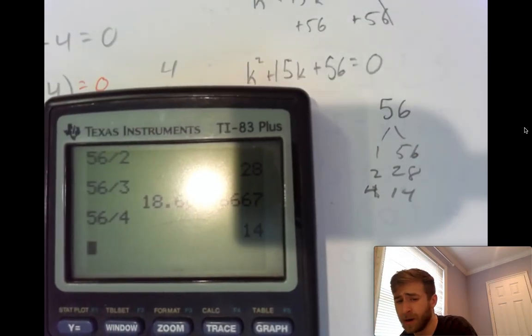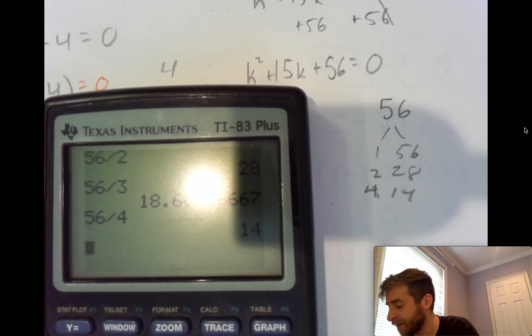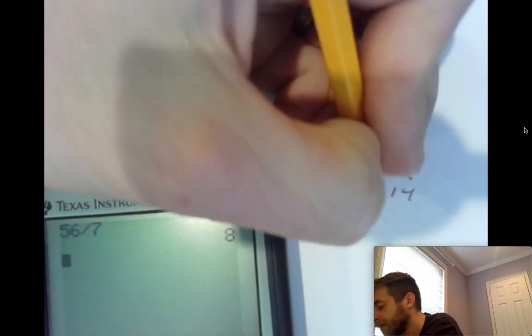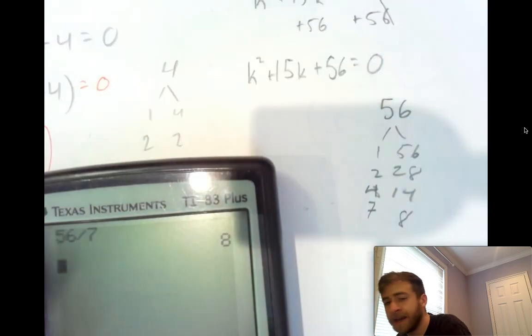5 definitely does not work. 6 definitely does not work. 54 and then 60. 6 definitely does not work. 7, I think 7 does work. What's 56 divided by 7? It is 8. So 7 and 8.